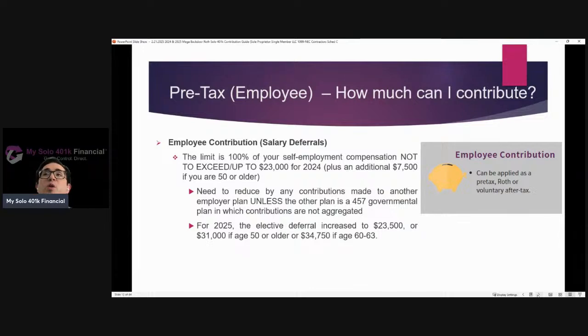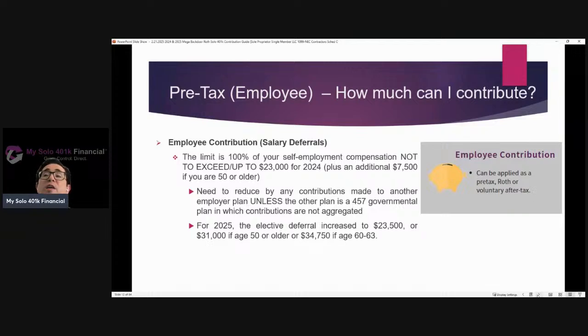So the first one we want to look at is employee contributions. Employee contributions are also referred to as salary deferral, so it's a synonym. Here, the limit is 100% of the self-employment compensation. Remember, that's line 31 of Schedule C less 1/2 of the self-employment tax. So the individual can contribute 100% of their self-employment compensation, dollar for dollar, up to $23,000 for 2024, plus an additional $7,500 if they're age 50 or older.